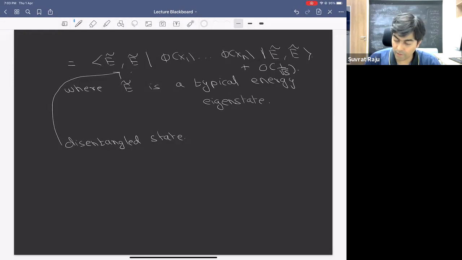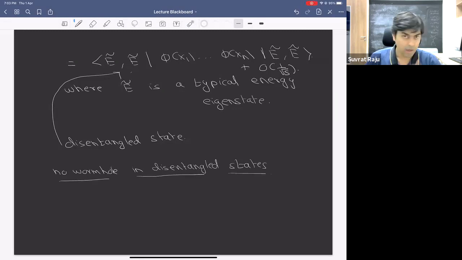But now, remember, we had a no wormhole in disentangled states assumption. What does it mean to say that there is no wormhole in disentangled states? It means that nothing from the left should be able to hit the right observer. So this is what it means physically.